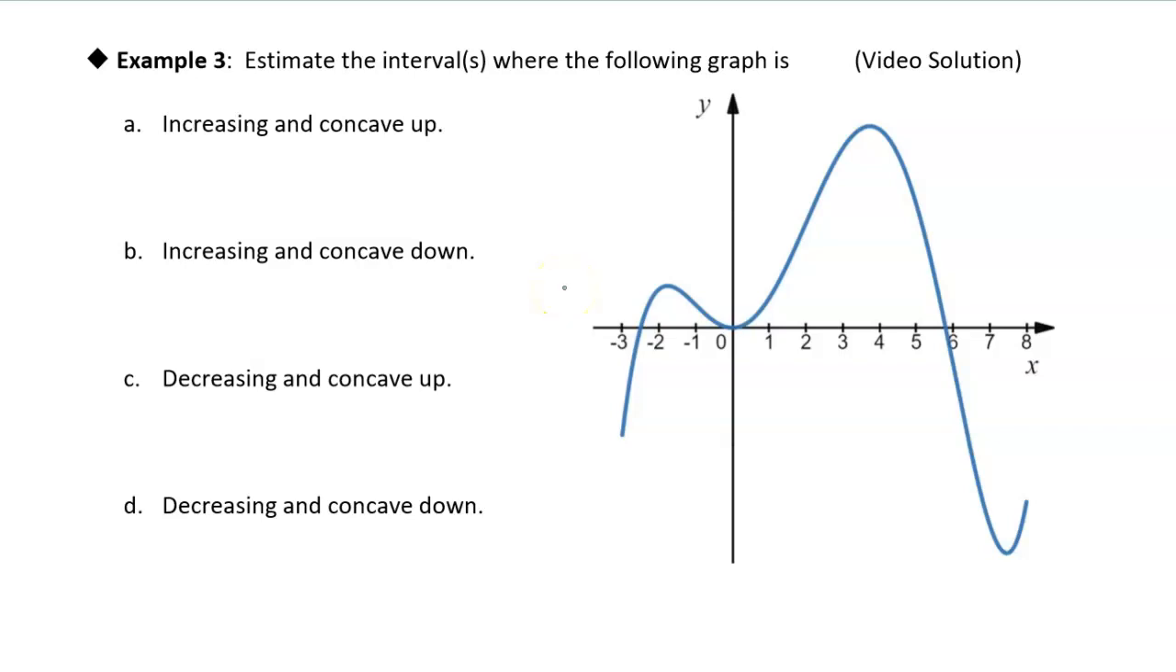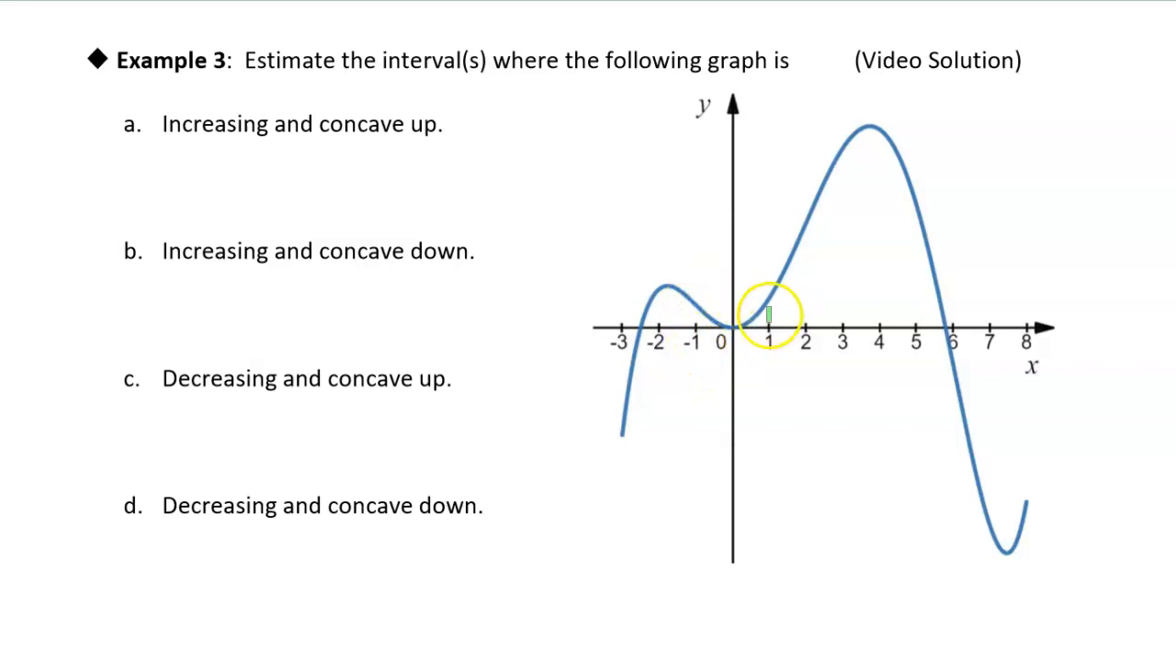All right, in this example, we are asked to estimate the intervals where the graph is increasing and concave up, increasing and concave down, decreasing and concave up, decreasing and concave down. So we just want to find the intervals where these things are true. I'm going to use my highlighter to find the portions of the graph that are concave up and concave down. Let's use green for concave up, and I'll use pink for concave down.